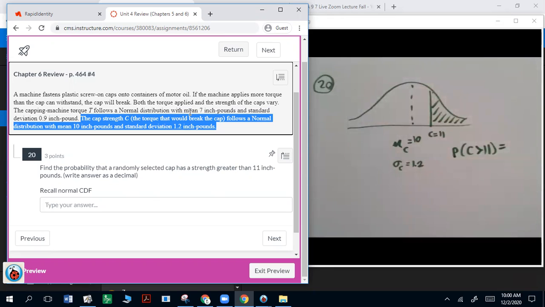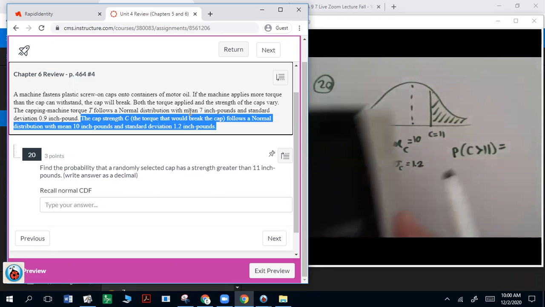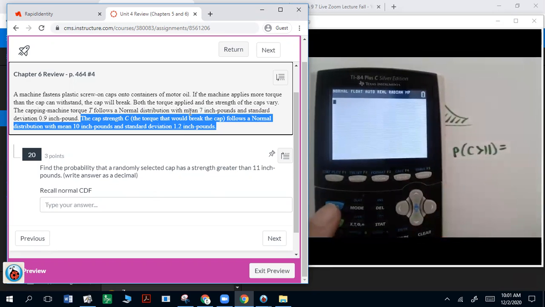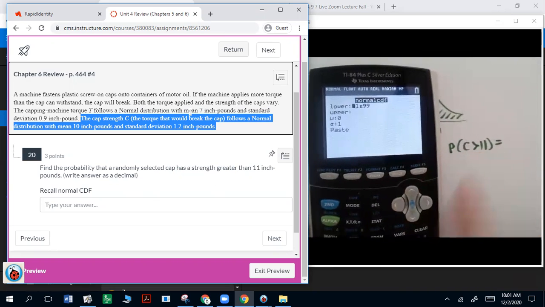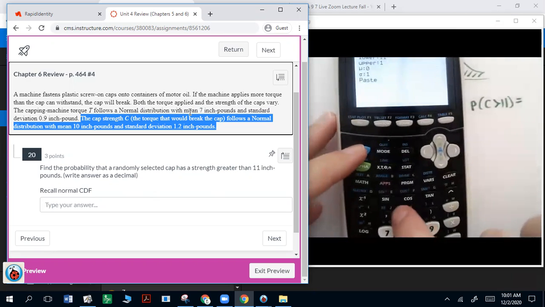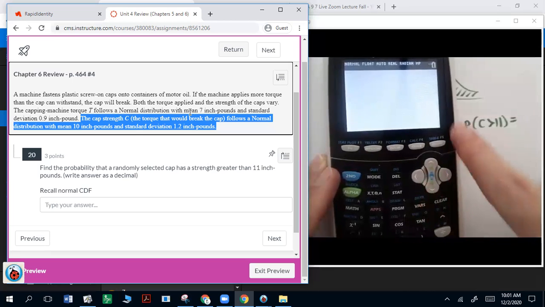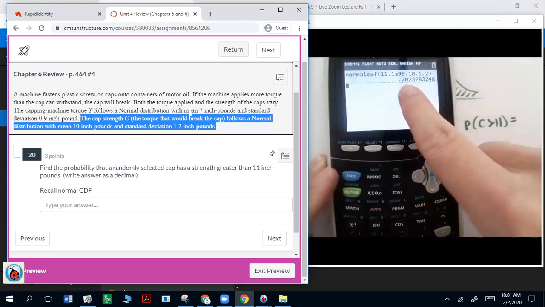And let's recall how to put that in normal CDF. Since we want to go greater than 11, we go 2nd VARS, normal CDF. Our lower bound would be 11. Our upper bound, it goes on forever, so it's infinity. So remember, we do 1, then 2nd comma, E 99. Our mean is 10, and our standard deviation is 1.2. And that's going to be about 0.2023.